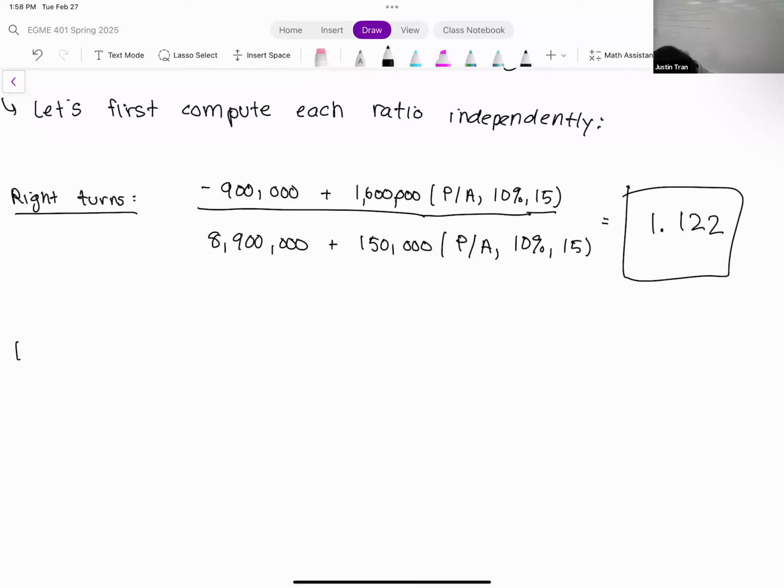All right, so let's do the same thing for left turn lanes. All right, so for this one, I'm just going to go a little bit faster. It's just the same setup as the previous ratio, it's just with different numbers. All right, so first we have the initial disruption to the public, so that's 2.1 million. Then we have the annual benefit of 2.2 million.